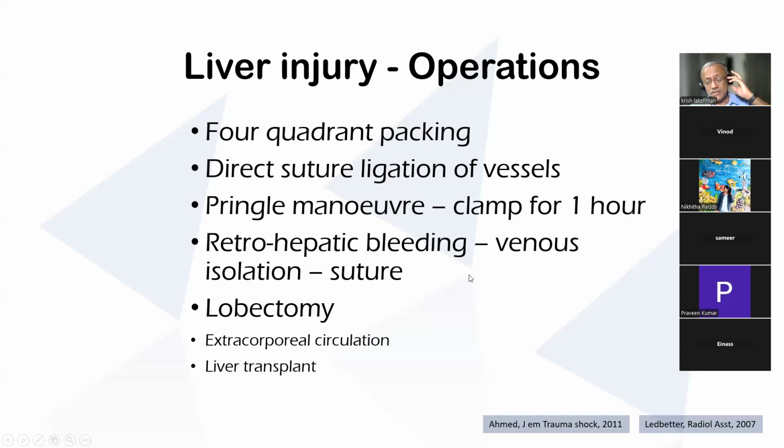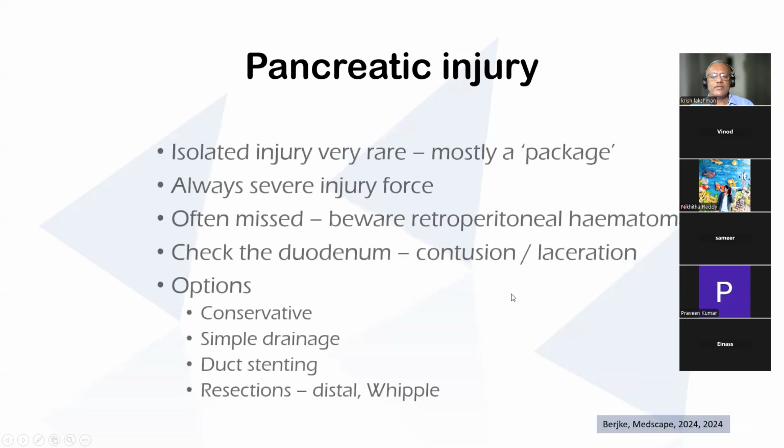You can then consider what's called venous isolation, where you isolate above and below the hepatic veins, where it joins the inferior vena cava, and then you can suture that laceration of the hepatic veins. In large shattered livers, you may consider a lobectomy. People have described extracorporeal circulation, usual bypass that people have in cardiac surgery, and liver transplant for trauma. But as you can see, these are extremely rare. I put it in very small letters.